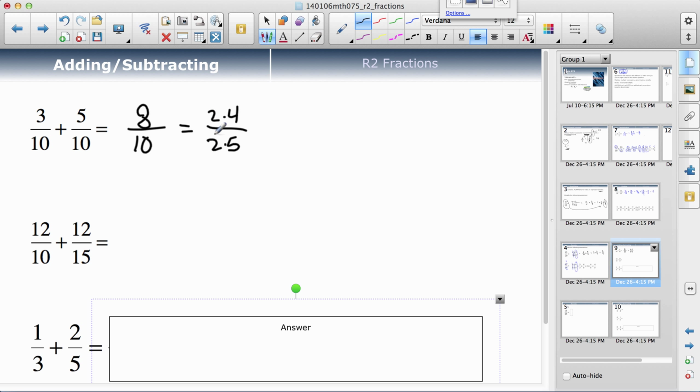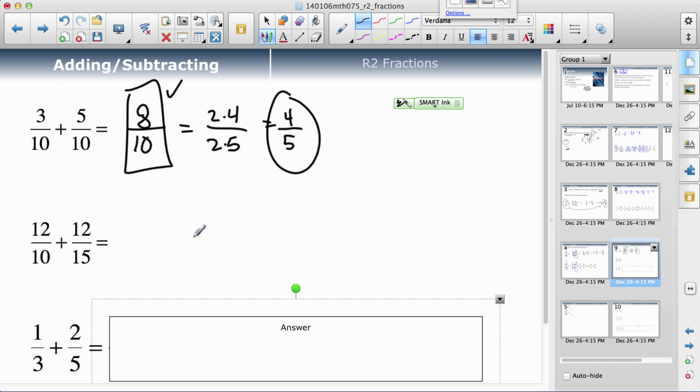The 2's are a factor of 1 that get eliminated, so my answer is 4 over 5. Always make sure that you simplify at the end. If you give me this answer on a test, I'll say, hey, great job, but you could have simplified, and you'll lose a few marks.